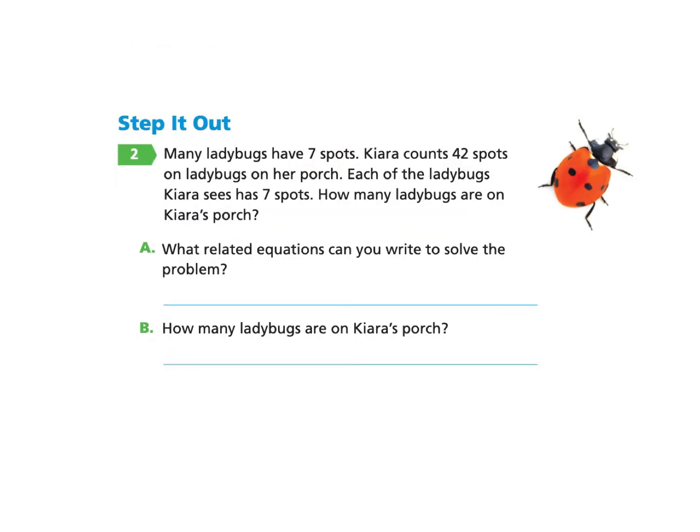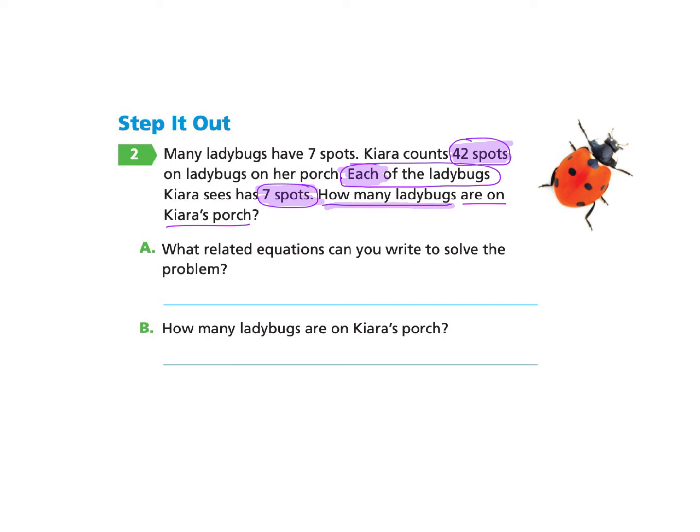Let's look at the next page, page 204, under Step It Out, Part 2. Many ladybugs have 7 spots. Kira counts 42 spots on ladybugs on her porch. Each of the ladybugs Kira sees has 7 spots. How many ladybugs are on Kira's porch? Let's review that problem again. Kira counts 42 spots, and each of the ladybugs that she counts has 7 spots. And so they're asking us to find out how many ladybugs are on the porch.